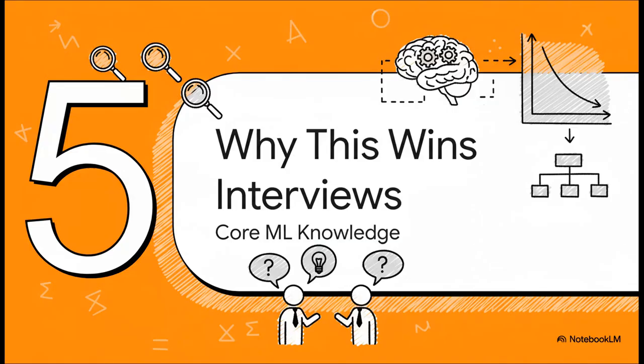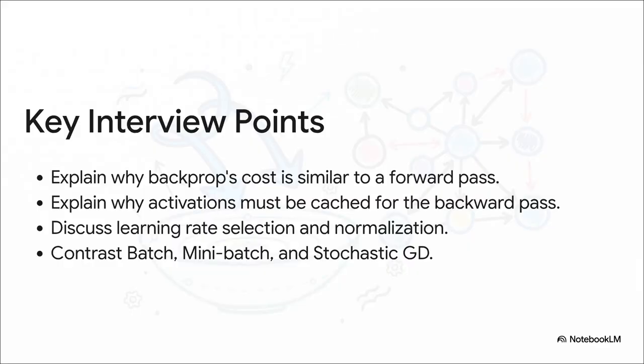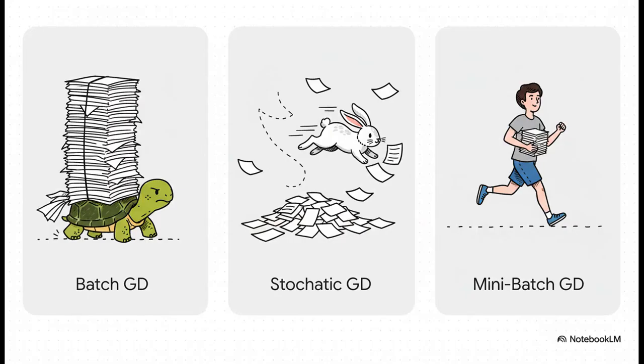So why does all this matter so much? Because if you're ever in a technical interview for a machine learning job, these concepts aren't just trivia. They are the absolute bedrock of the entire field, and being able to explain them clearly is a massive, massive signal that you actually know what you're talking about. A good interviewer won't just ask you for a definition. They're going to ask you about the implications. They'll want to hear you explain why backprop is so efficient or why you have to cache those activations. They'll want you to discuss the trade-offs of choosing a learning rate or the differences between the various flavors of gradient descent.